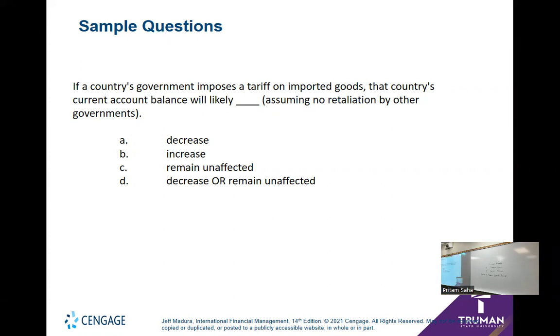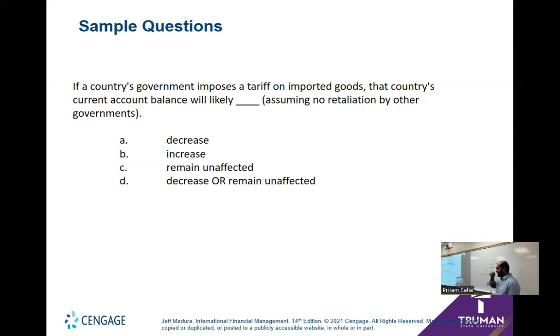Okay. And now if the other country is also doing the same, then we have to think about how it's going to affect the volume. The net volume is going to decide, and it could stay the same too. If they also retaliate, the effect on the volume could stay the same too.